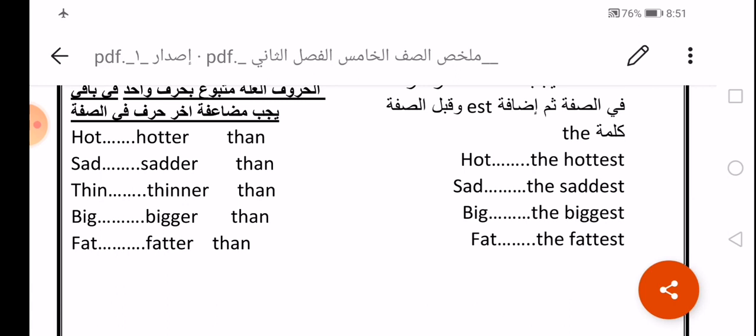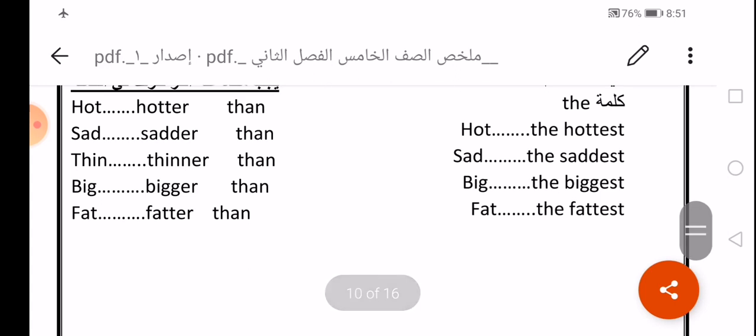But if there is only one, we are going to use hot. Yes, Nakhal is hot. Ali is sad. He is thin. Muna is big. Fatima is fat. Like this one here.